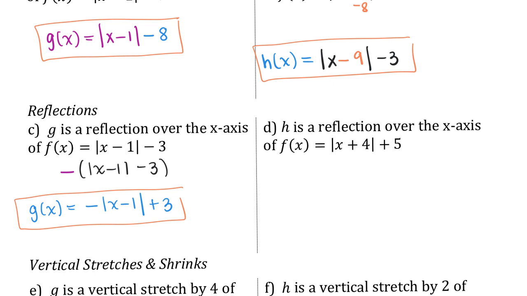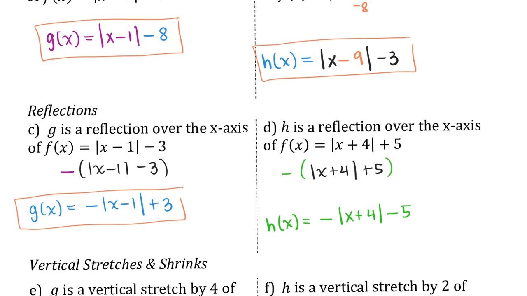h is a reflection over the x-axis of f of x, so I'm taking this entire function and reflecting it over the x-axis. So this whole thing is getting multiplied by a negative. What are we calling this thing? h of x? Okay, I'm going to keep the negative outside the parentheses because I can't distribute it into the absolute value, but I can distribute it to the 5, so now it's a minus 5.